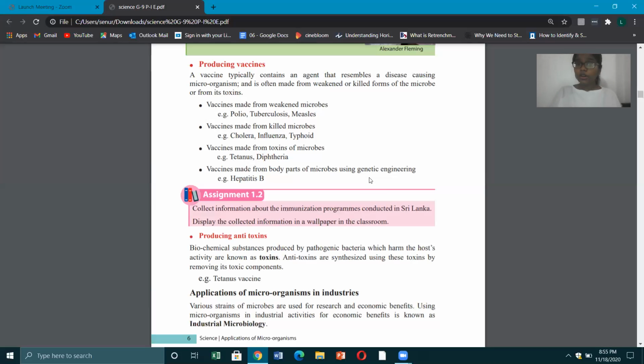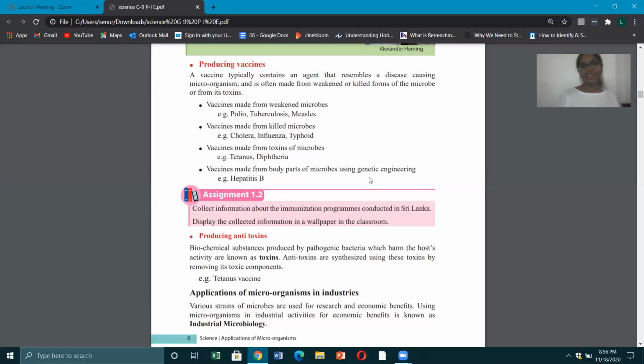Why do you use it? In order to help them get protected from another type of microorganism. So polio, tuberculosis, and measles vaccines are made from weakened microbes. If you go to the doctor, the polio vaccine is made from weakened microbes, right? I just learned it in a science lesson. You all can be like that.